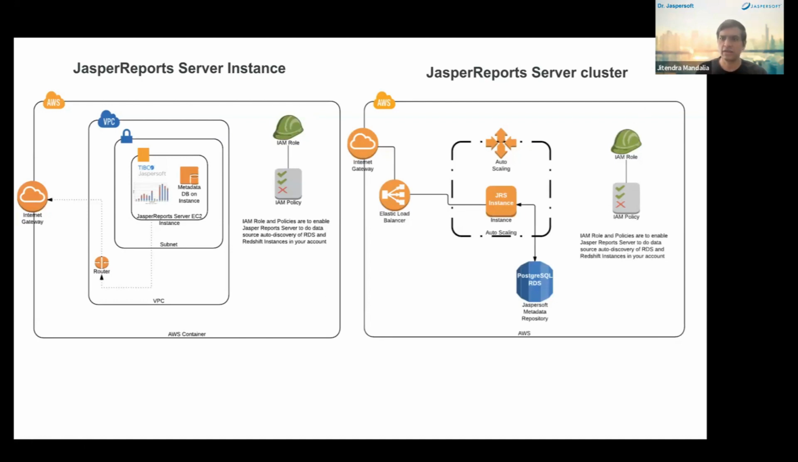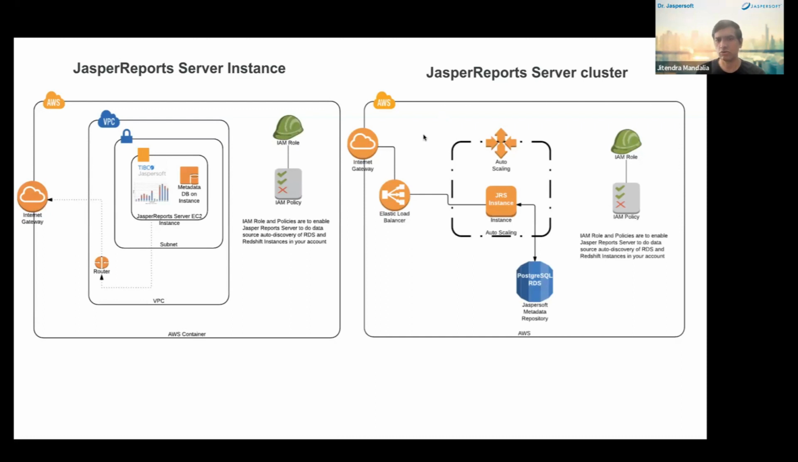On the right side, you see the cluster-based deployment on AWS, where you use the auto scaling feature, where you can control how many instances you want to launch. And that's where you get a scaling aspect of Jasper Report Server based on your usage. And you define your own rules around the auto scaling group, and then accordingly, the instances would launch.